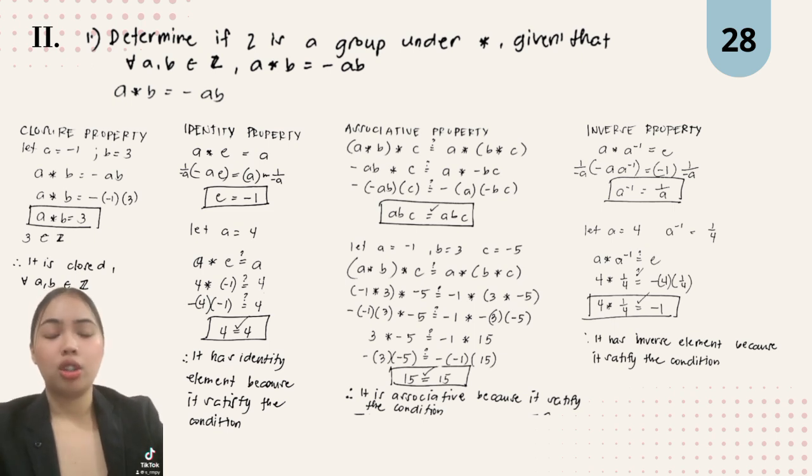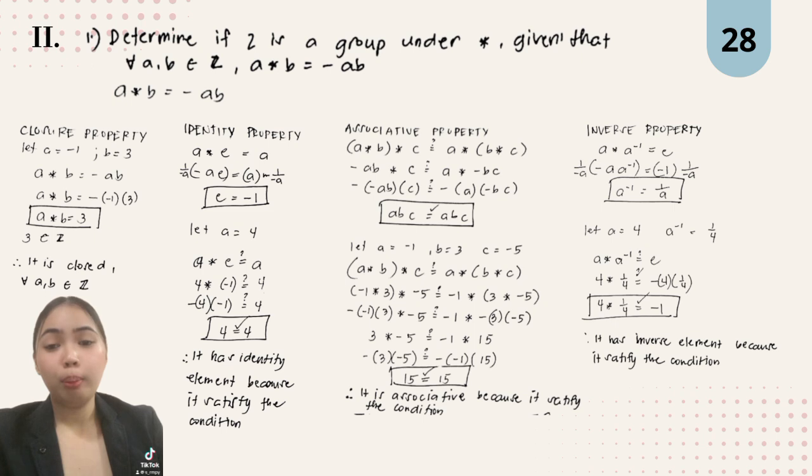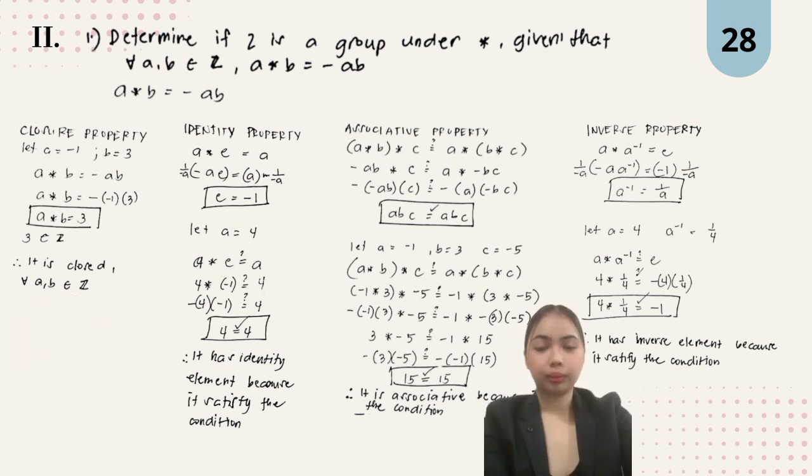And here in associative property, (AB)C is equal to A(BC), so they are both equal and they are associative because it satisfies the condition. And here in inverse it also satisfies the condition, so we can conclude that number 1 of test 2 is a group.